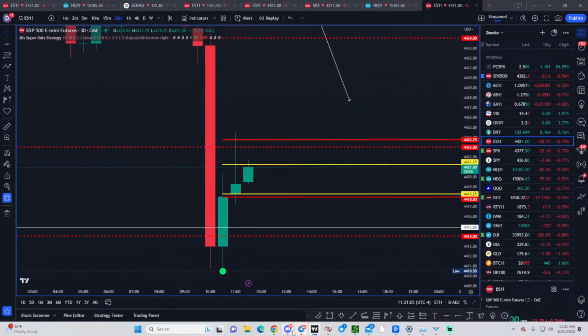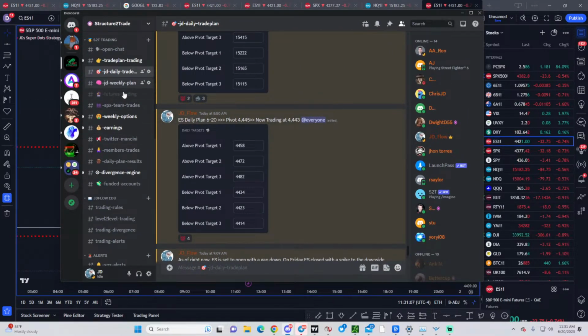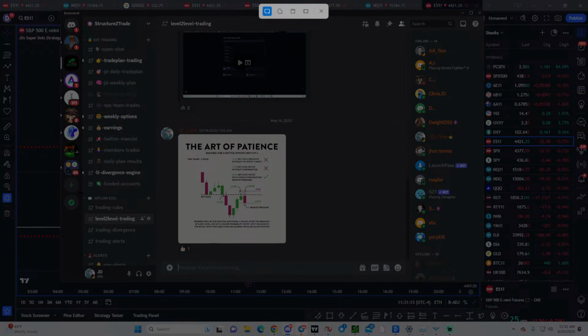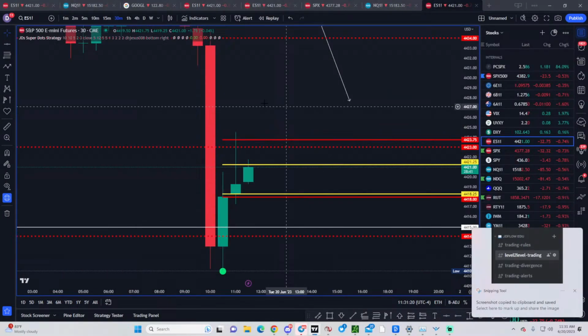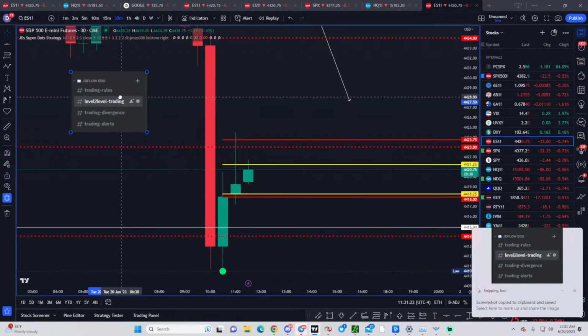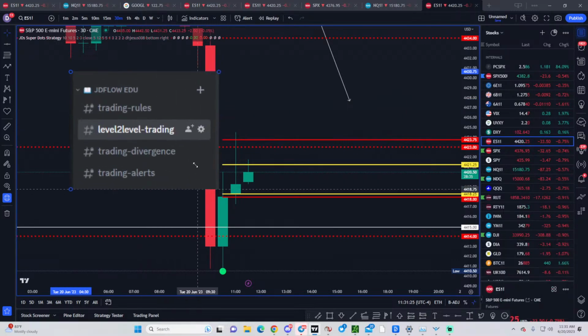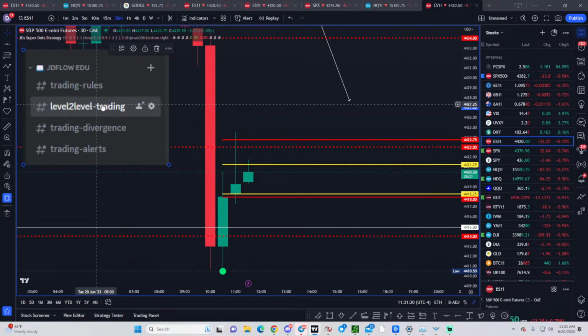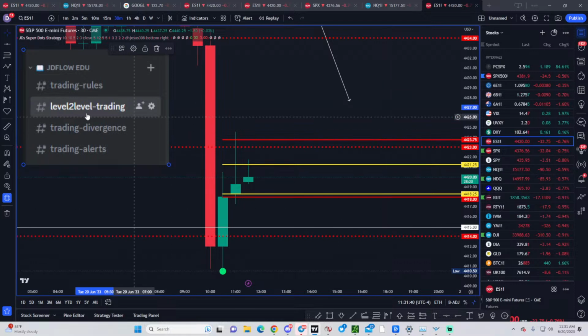All right, so we get the plan here. When you get into the server as a member, you're going to go to this area. You see this area here that says JD Flow, JD Flow EDU. I'm going to post this here. This is where the trading level to level video is, and in this particular channel, I discuss how to trade level to level. What is a level? A level is the lines that we just plotted in here. That is what a level means. Those lines.